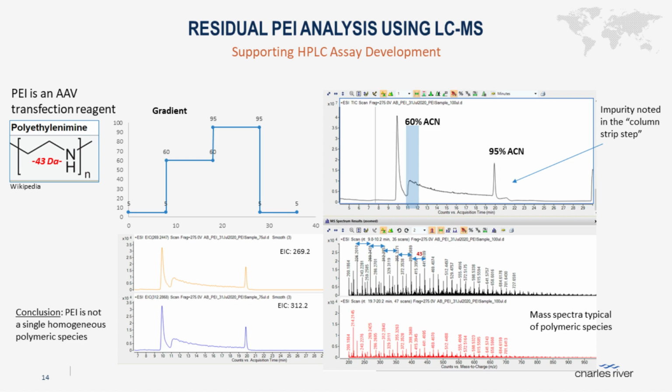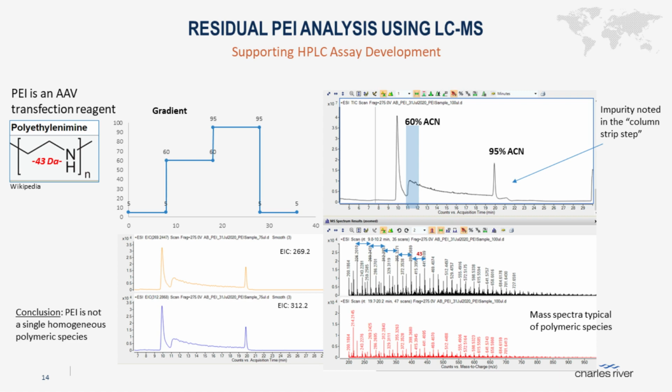Early in method development, it was noticed that this particular HPLC method, although it had some promise, had extra peaks in the chromatogram that couldn't be understood unless the method was hooked up to a mass spectrometer. What the bottom 2 traces show are EICs, or extracted ion chromatograms, of 2 different ions that are formed from PEI when it's fragmented. And on the lower right-hand side, the full mass spectra of those 2 peaks.